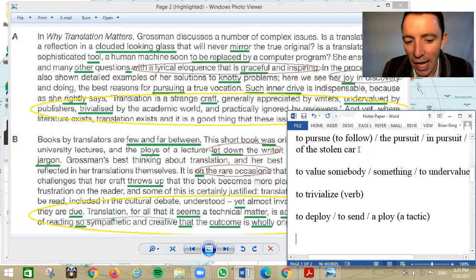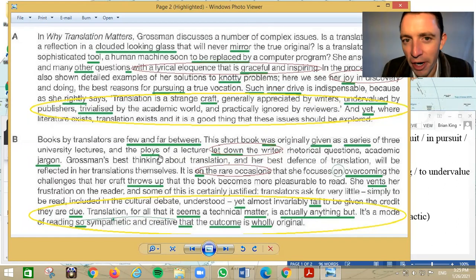Quite advanced and very, very difficult. For sure, very, very difficult. And remember, let down is to disappoint. So if you let your friend down, you disappoint your friend. If the bus lets you down, the bus disappoints you. So very good phrasal verb and very important.